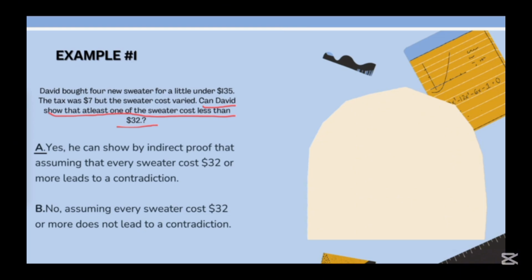Begin by assuming that the opposite of what you want to prove is true. That is, assume that each item costs less than 32.